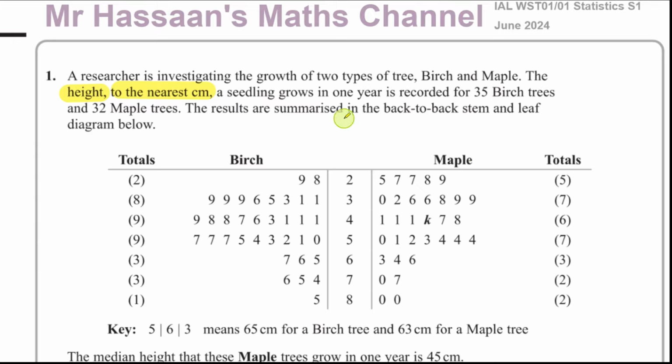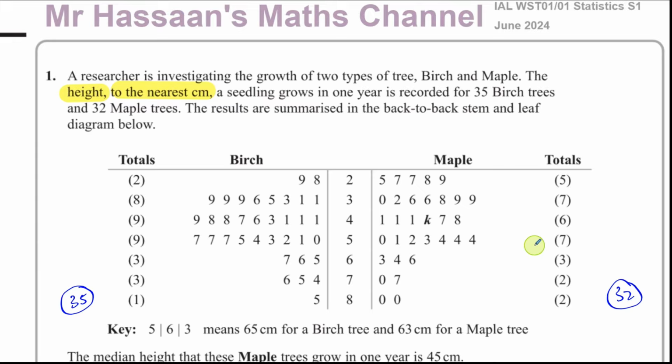Now, the height to the nearest centimeter that a seedling grows in 1 year is recorded for 35 birch trees and 32 maple trees. Just to write that down, you have 35 birch trees, so the total here is 35, and the total here is 32 for the maple trees.